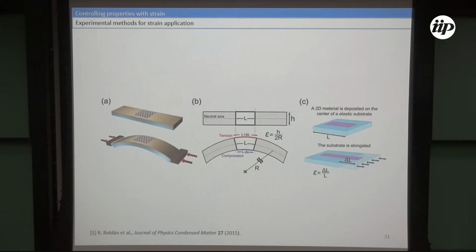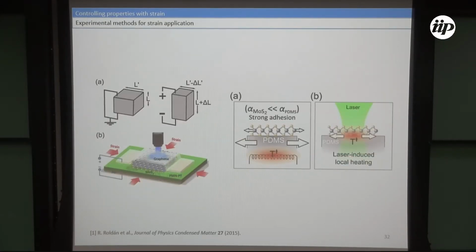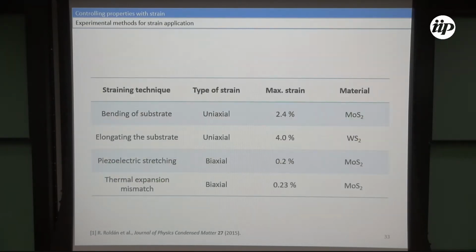Another way is you have a very elastic substrate, you put the 2D material on top, and you stretch the elastic substrate. Within a certain degree, it will also stretch the 2D material. You can also use piezoelectrics, and you can also use thermal expansion. If you have a material that expands a lot with temperature, and you heat it up, it will expand more than the 2D material, and you can apply strain to the 2D material with this kind of method.